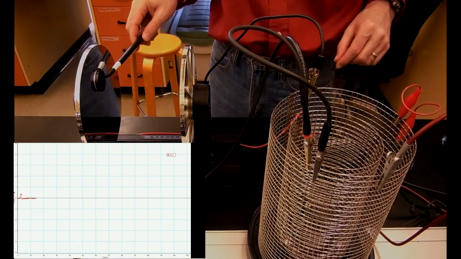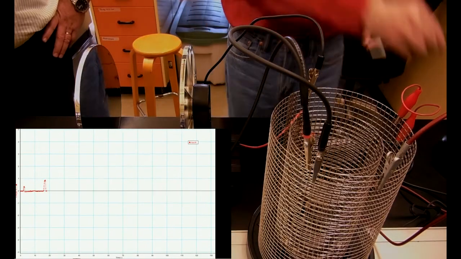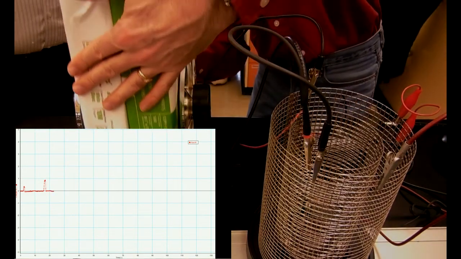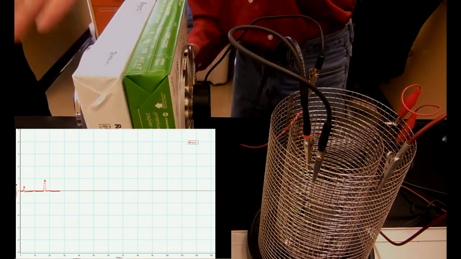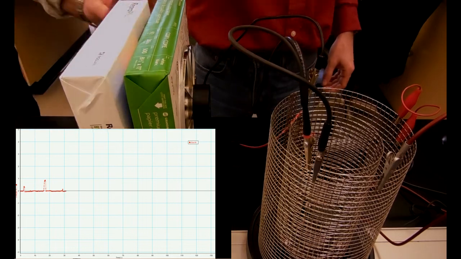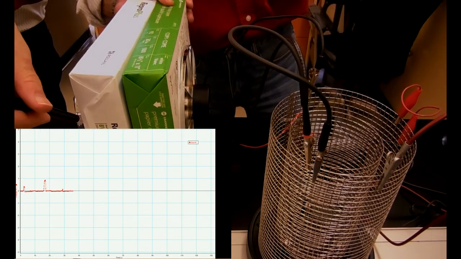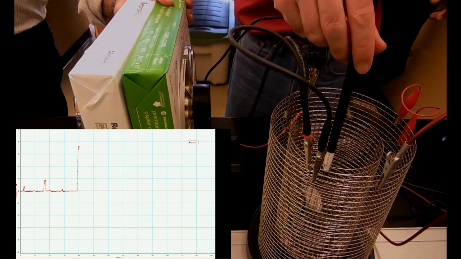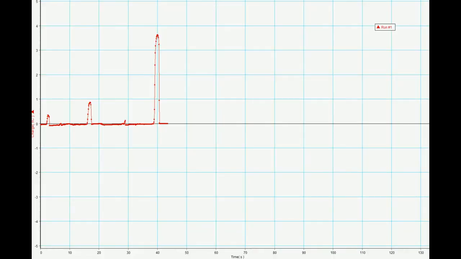First, I'm going to take a reading on how much charge is on the capacitor with nothing in it. Then I'm going to insert some paper in between the plates and take the reading again. And notice that there is more charge on the capacitor when the paper is between the plates.